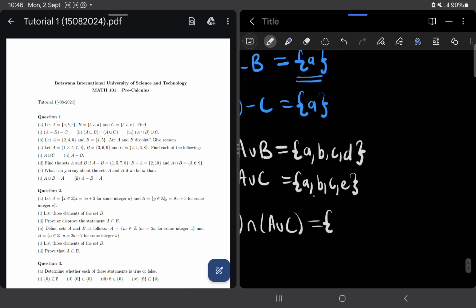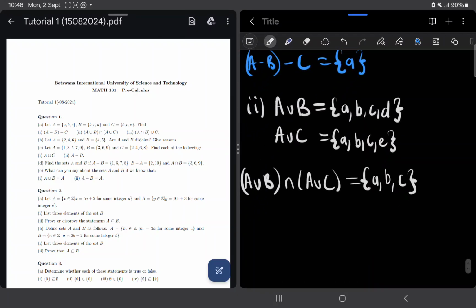We look for a number or a letter which is there in both. We can see that A is in both. We can see that B is in both. We can see that C is in both, but D and E are not. So this will then be our final solution, and that is it. We would have done it.